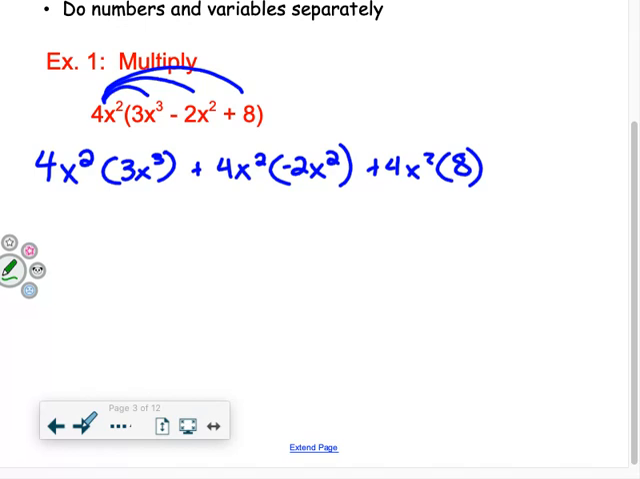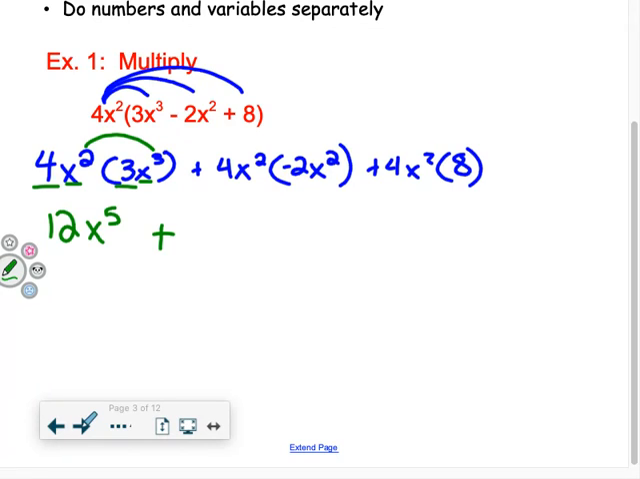So what we're going to do here is we're going to multiply those numbers out in front first. So 4 times 3 is going to give us 12. Now we have x and x. We have the same base. These powers, we're going to add those exponents. That's how it changes. So now it's going to be x to the fifth.